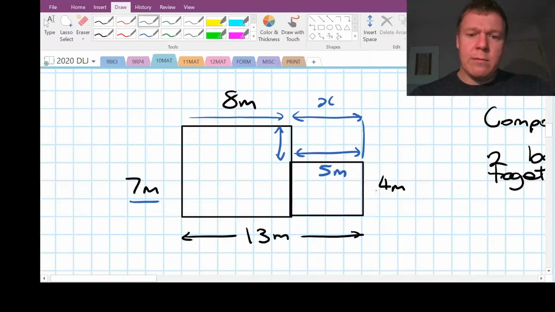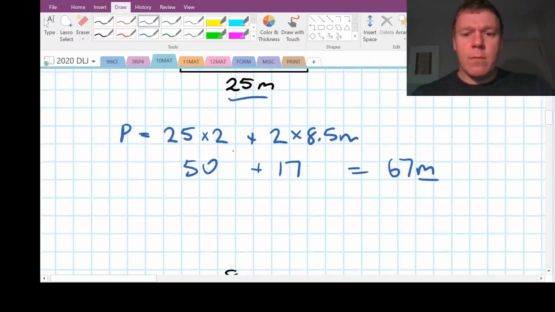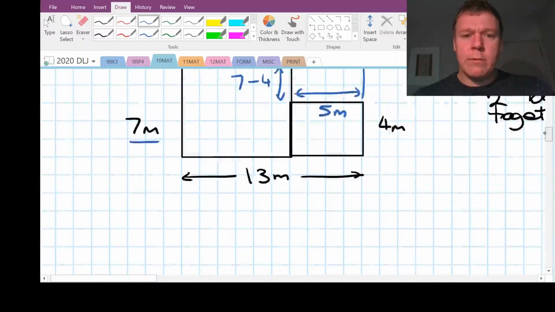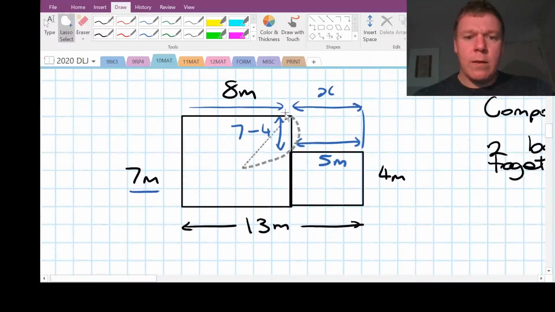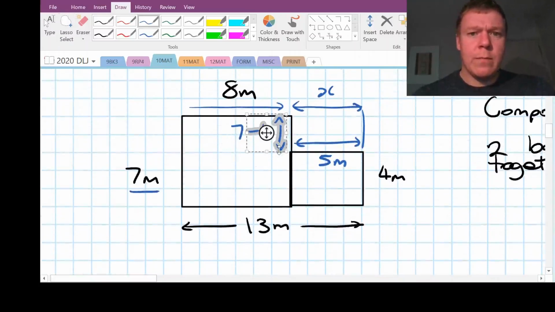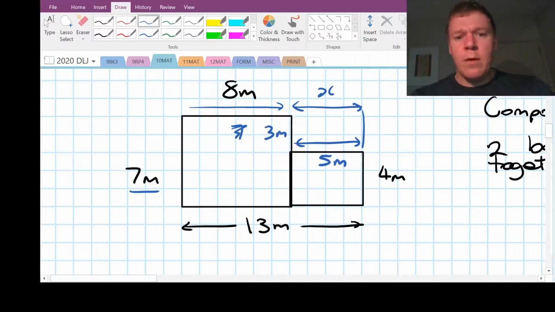And then, well, we don't actually need to know, or we do need to know this actually. So this distance is going to be 7 minus 4, because it's 7 meters on the large rectangle and it's 4 meters on the other side. So this is 3 meters here. So the perimeter of this shape, we don't actually include this length here.